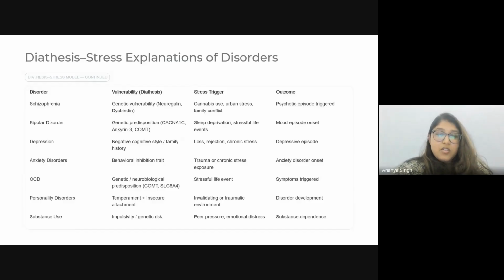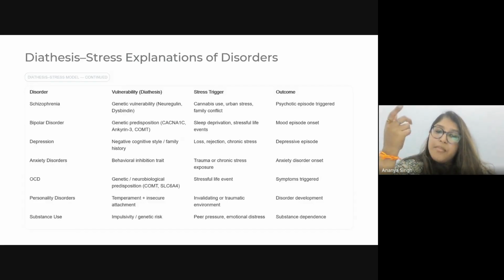For OCD, there is genetic neurobiological predisposition. There is COMT, and there is SLC6A4, which is particularly studied in relation to OCD. Modifications in these genes are found in individuals that have the disorder. And for the stress, there are stressful life events. It could be anything. There's no particular stress trigger for OCD.